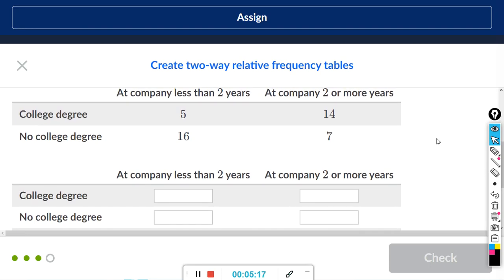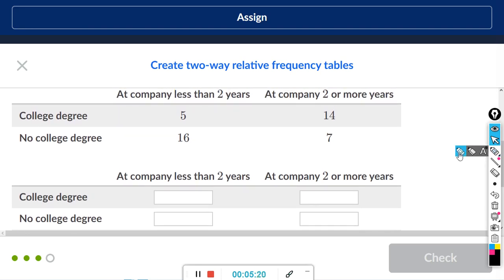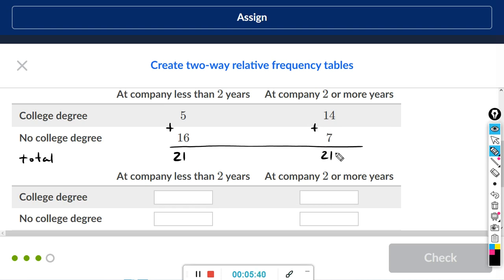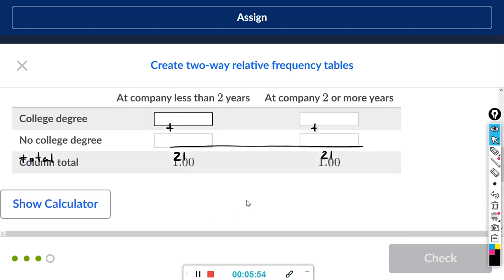All right. So let's see here. We're doing it by column now. All right. So I am going to write the total for the columns. All right. So this column here, 5 plus 16, that's 21. And this column here, 14 plus 7, that's 21. Okay? It's just a coincidence that both of them were the same. All right? So all of our denominators are going to be 21. Remember, the total is what is in the denominator.